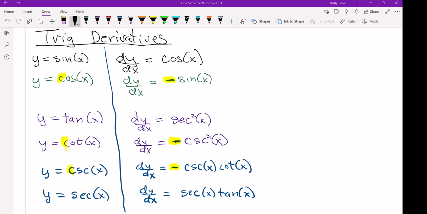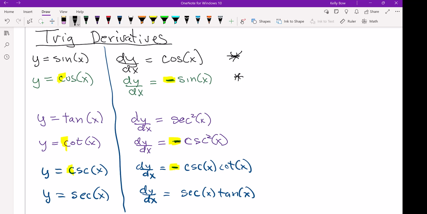Okay, trig derivatives. On the left column, we have the 6 basic trig functions: sine x, cosine x, tangent x, cotangent, cosecant, secant, and then their respective derivatives. So the derivative of sine is cosine. The derivative of cosine is negative sine.